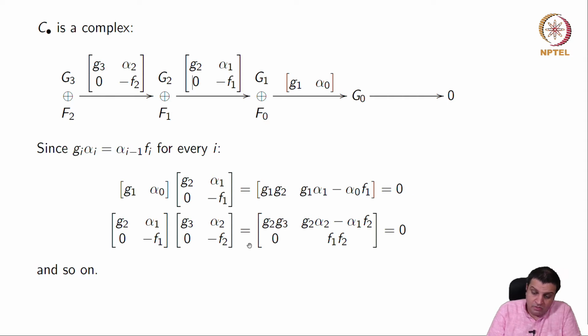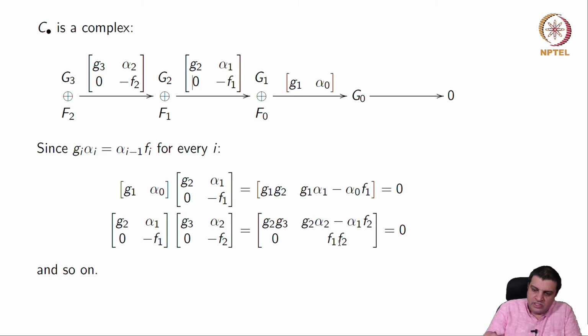Similarly here also. The diagram commutes, so g2 alpha 2 equals alpha 1 f2, but we introduced a minus sign precisely to cancel this, and so we get 0 in this part. And g2 g3 is anyway 0 because it's a complex, and f1 f2 is also 0 because it's a complex, and so on to the left.